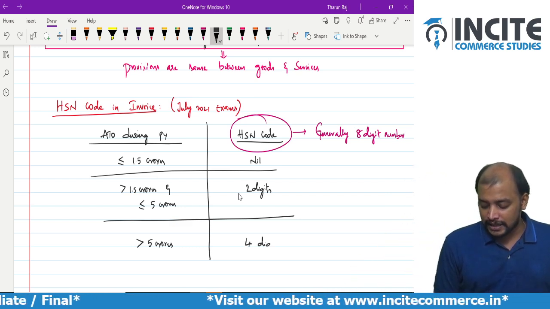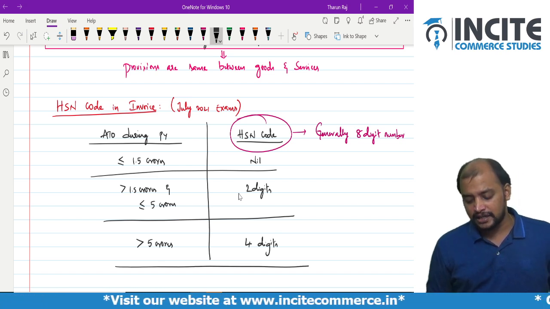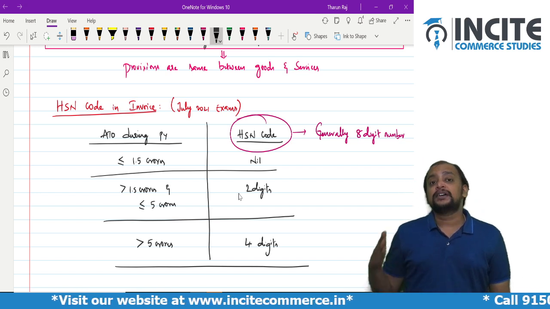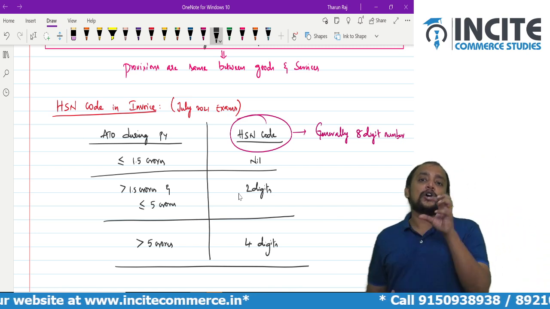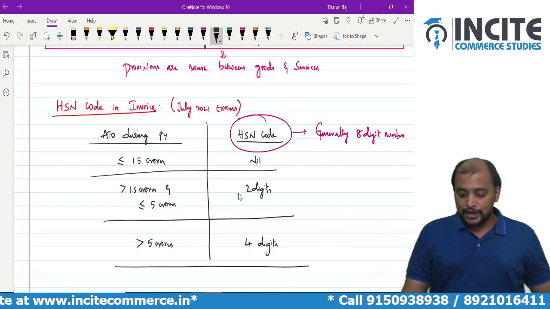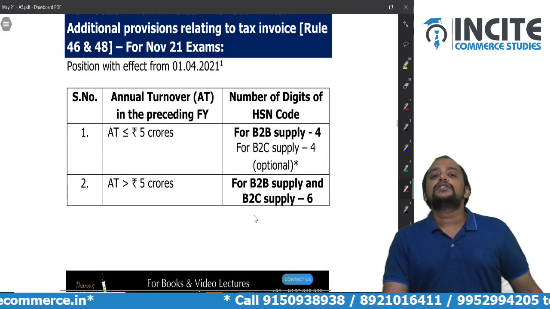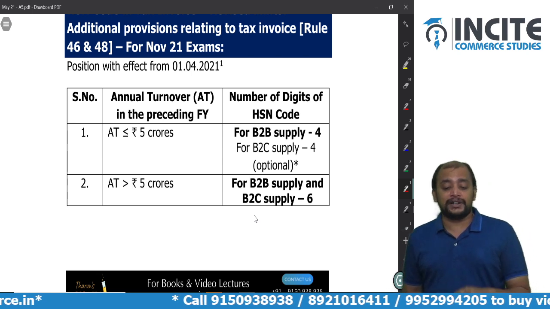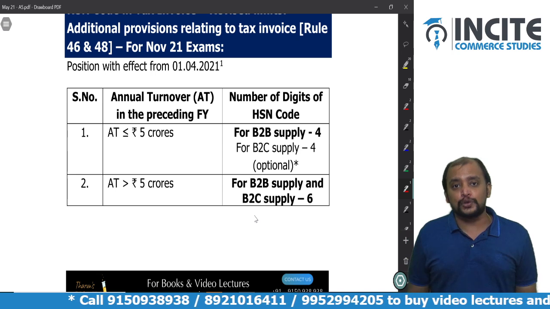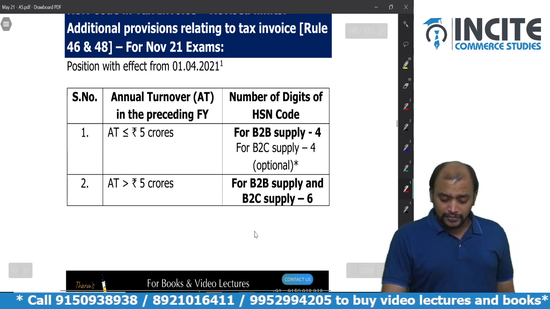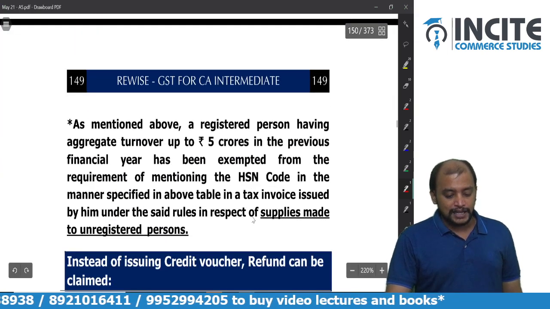4 digits. This is only applicable for the July 2021 exam. But for the November 21 exam, there is a change. So definitely this concept can be asked in the current exam. From the November 21 exam onwards, there is a change in that. So those students who are appearing for November 21, please remember this. But as this batch is predominantly for July students, this is the provision which is applicable for your exam. Then next.